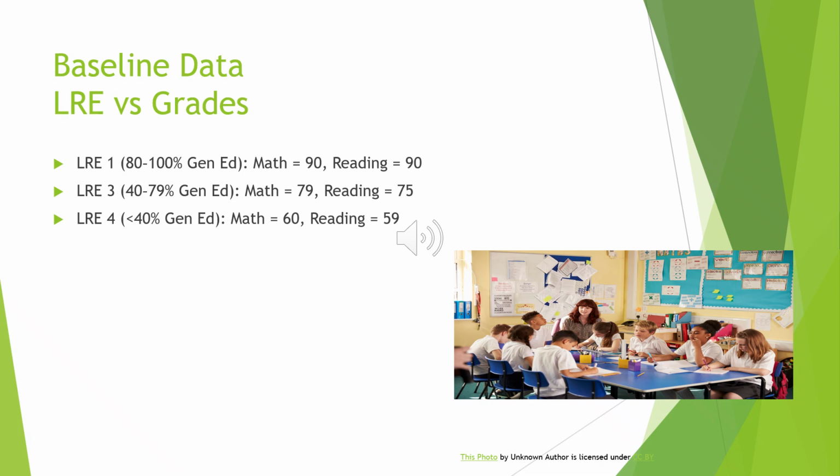And then those students who have LRE of 4, which means they spend less than 40% of the day in the gen ed classroom, their math score averages around a 60 and their reading score averages around a 59. So you see as the level of inclusion decreases, their grades significantly decline. This suggests a need to address barriers preventing effective inclusion in general education classrooms.